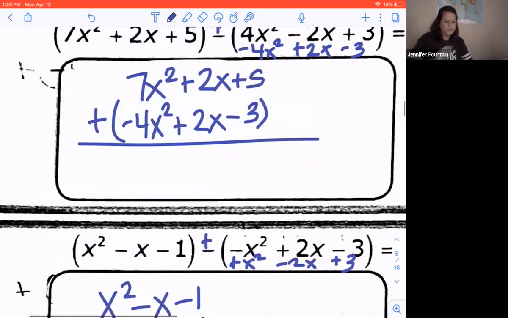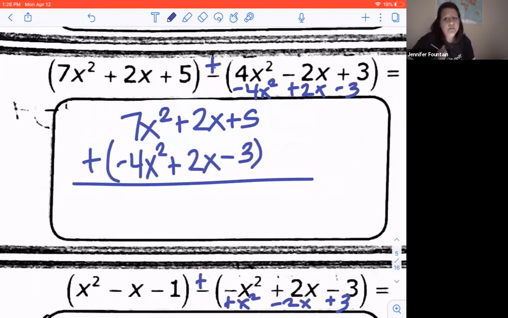Okay, let's look at the one in the middle. I rewrote the problem by keeping the first expression the same. 7x squared plus 2x plus 5 stayed the same. I changed my sign from subtraction to addition, and then I took the opposite of each term inside parentheses. So 4x squared became negative 4x squared, negative 2x became plus 2x, plus 3 became minus 3.